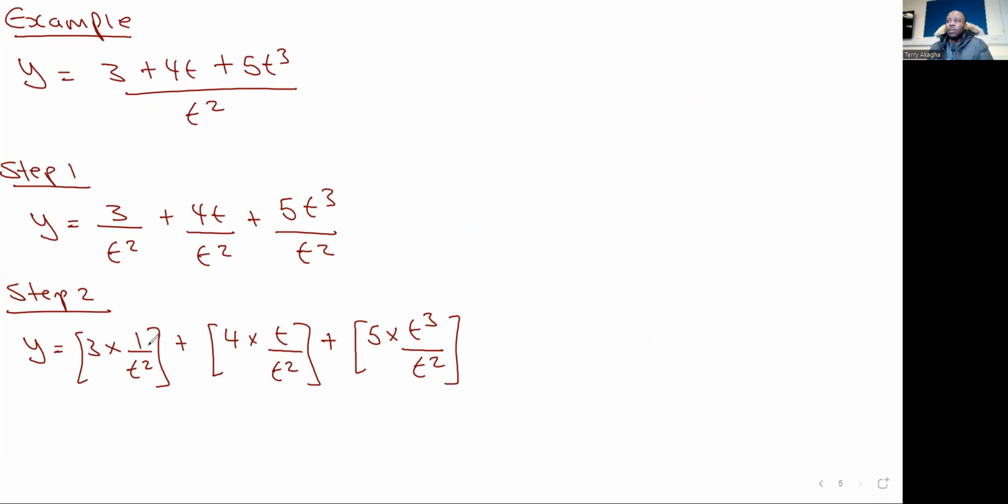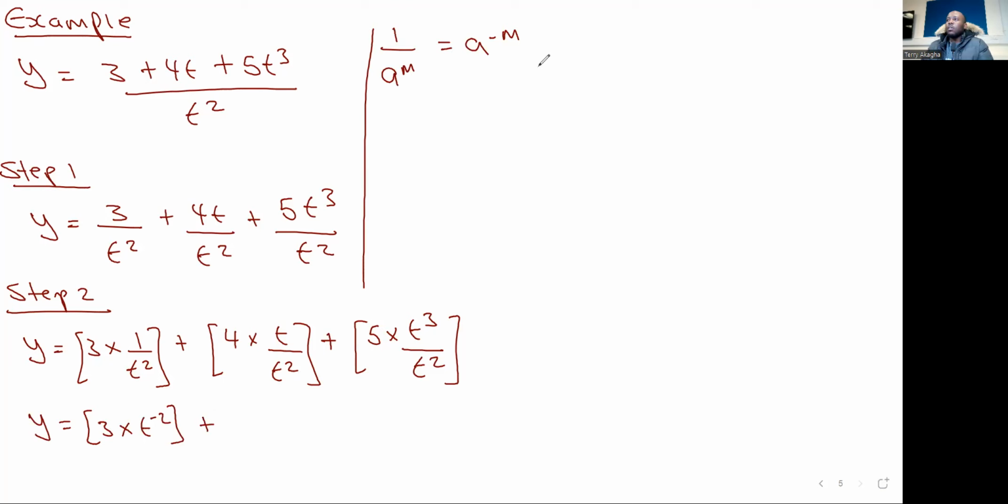Now, the same principle, we're going to apply the laws of indices here. Okay? So we have 1 over t squared. Remember the laws of indices: when you have 1 over a raised to the power m, it is equal to a raised to the power minus m, right? So y will now be equal to 3 multiplied by t raised to the power minus 2. Are you seeing it?